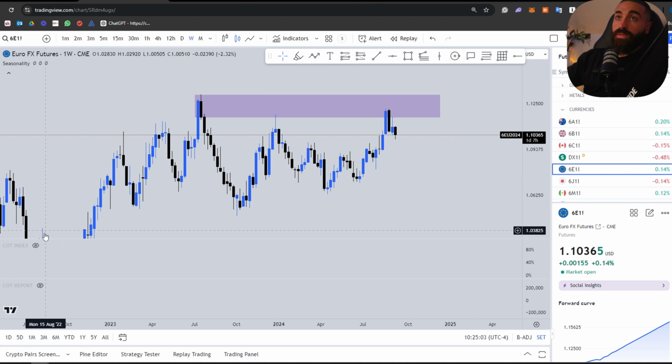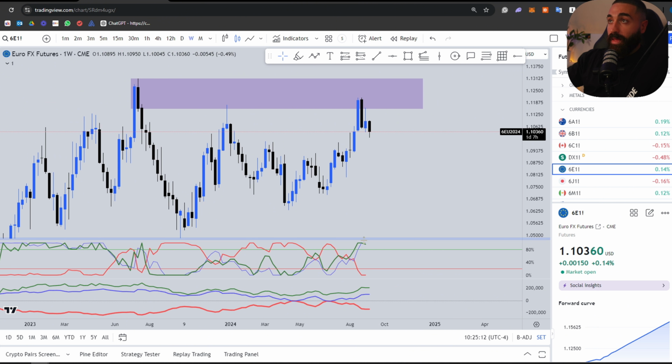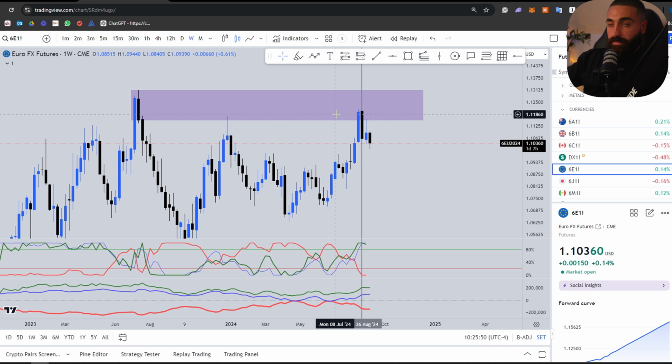Now what if we add to it the COT data, the index and the report? Then what will the probability be? The red line is the commercials, the green line is the retailers. We always want to follow the commercials and do the opposite of the retailers. And as you can see percentage-wise, which is the index, the commercials are selling while the retailers are buying. So we also want to be a seller. And the nice thing is that this happened at the exact time that the price reached our supply area. So this gives us more confluence that we are going to see the price go lower.